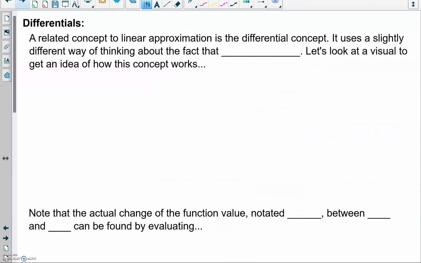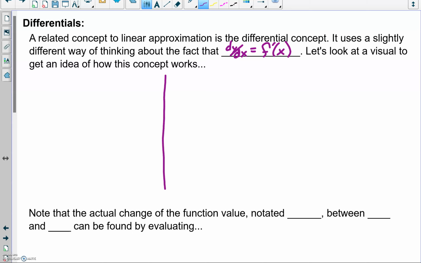Okay, so let's take a look then at differentials. So differentials, they're a related concept to linear approximation, and it uses a slightly different way of thinking about the fact that dy over dx is equal to the f prime of x. So let's look at a visual to get an idea of how this concept works.